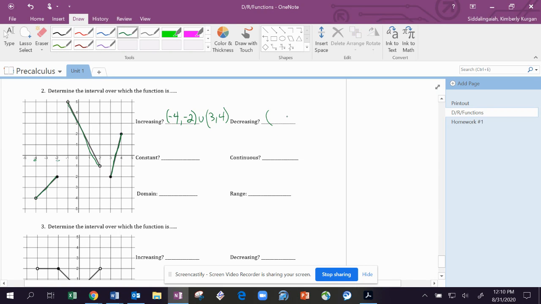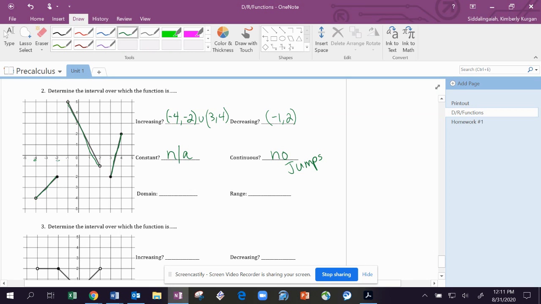So what do we say in the decreasing? That's -1 to 2. All right, constant. We're going to say NA. Continuous, this is definitely a no. We've got lots of jumps. Again, we actually have 2 jumps that we have to make.